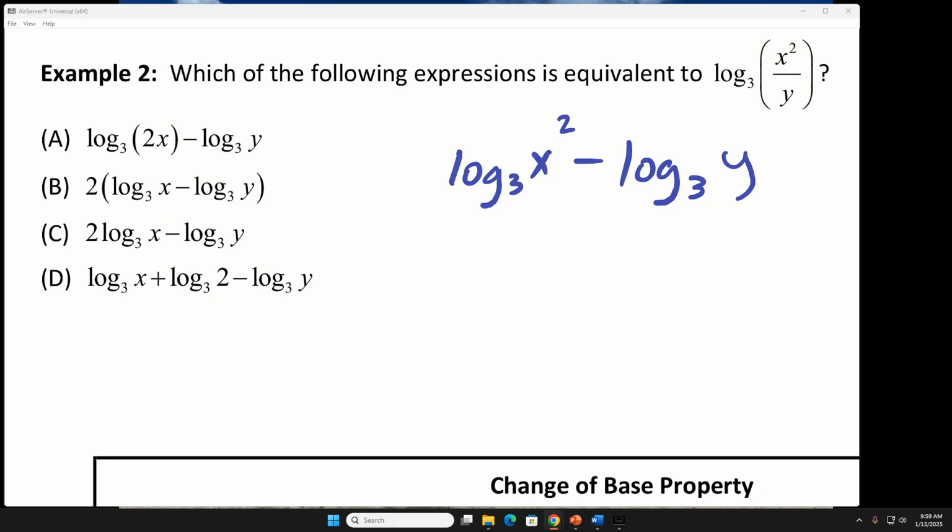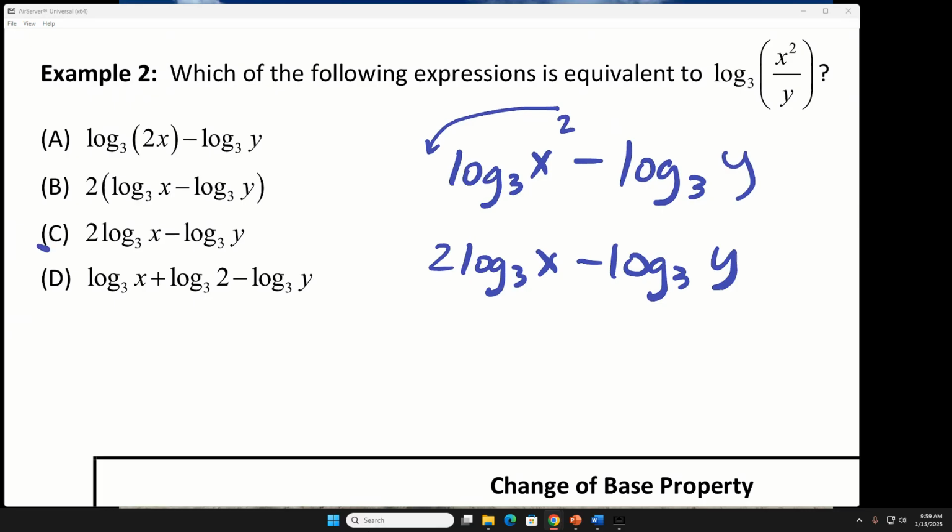All right, and then that doesn't look like any of the answer choices. So on this one, when we're separating, if it is a power, we're going to want to move it down in the front. So that's choice C.